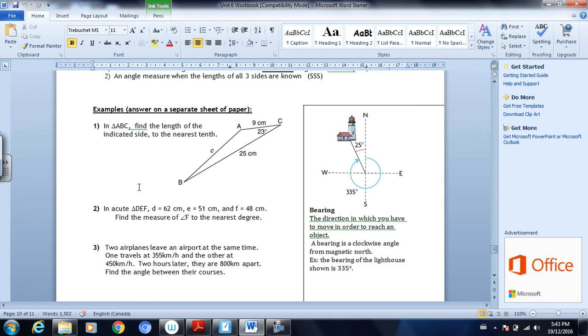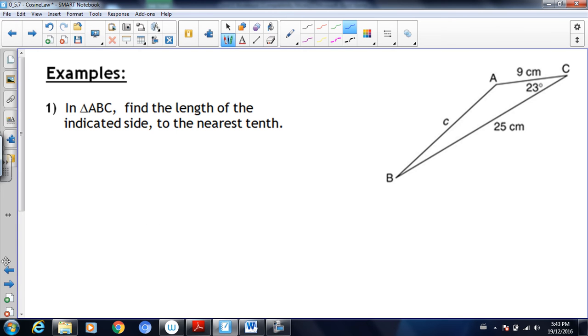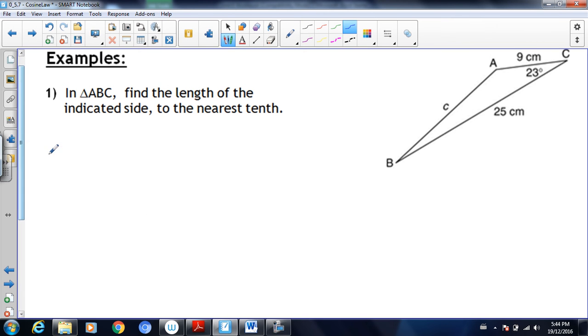For now, we are going to do three examples. Make sure you take out a separate sheet of paper, please. We are going to start with example number 1. In triangle ABC, find the length of the indicated side to the nearest tenth. Tenth means how many decimal places? One decimal place. So, we want to find side C.